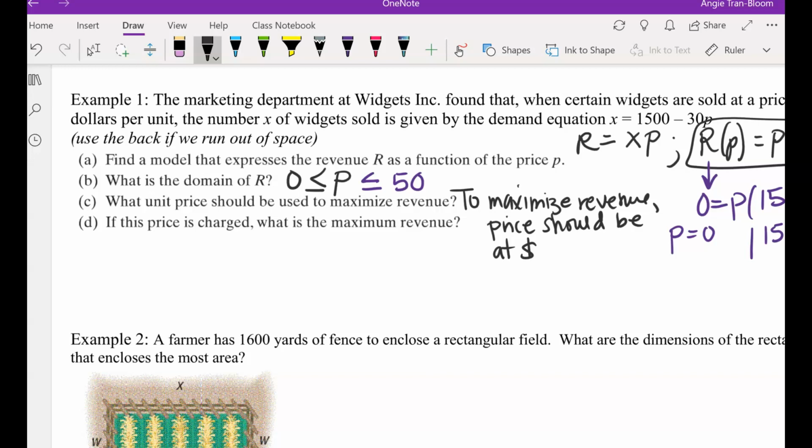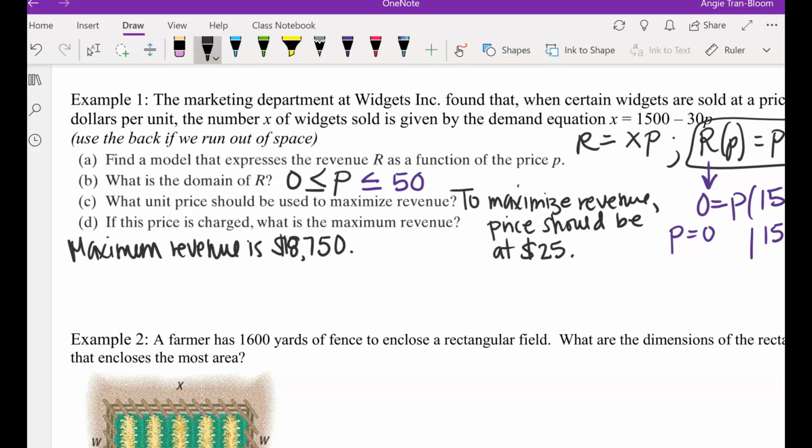Now, do I need to give you the unit of measurement for P ever? No. Okay. If this price is charged, what is the maximum revenue? What should we answer there? What is it? 18? Okay. Maximum revenue is 18,700 and what? $50. Thank you very much.